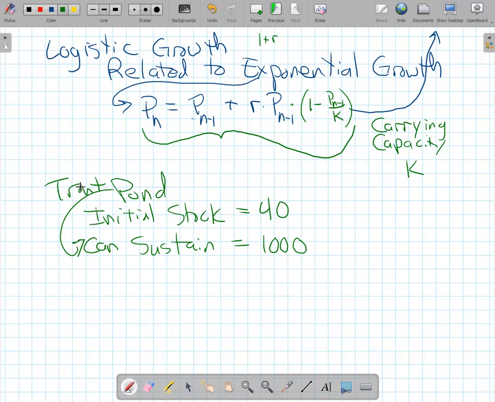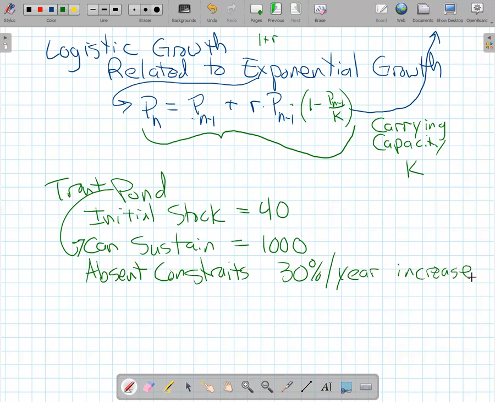And then if there wasn't any cap on growth, so absent constraints, we believe the trout would grow at 30% per year. So what this gives me here is my P0 is going to be the 40. The 1,000 is my carrying capacity, and my R is 30%, or 30 divided by 100, which is 0.3.